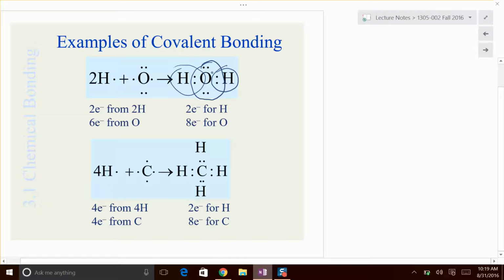Same thing here with methane. Carbon has 8. This hydrogen has 2. This one has 2. This one has 2. And that one has 2. Everybody's satisfied and happy because they're sharing their electrons.